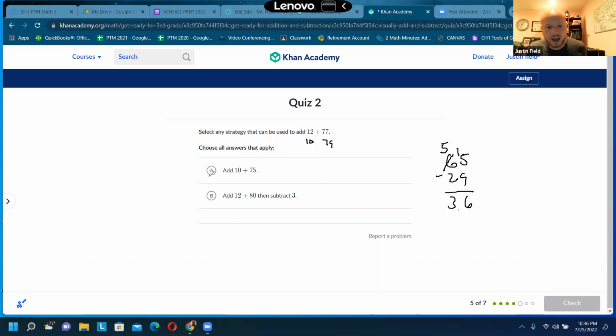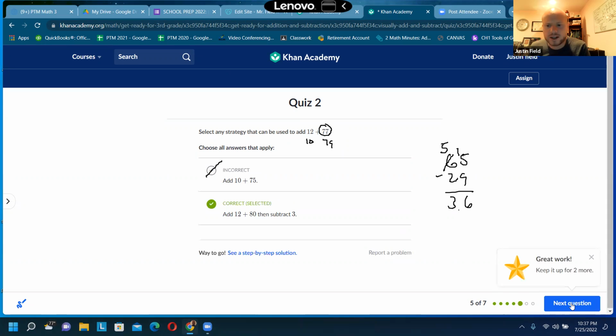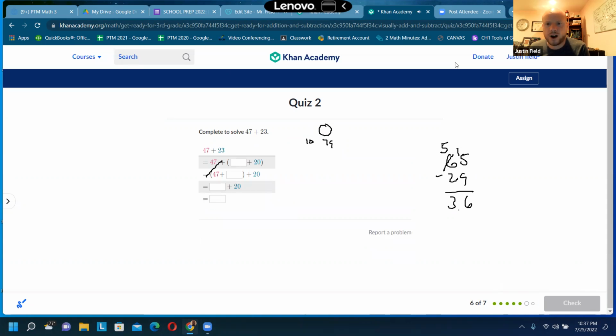So you can't do that. You can't add 10 and 75. Add 12 and 80, then subtract 3. You could do that because this is 3 less than 80. So that would work. Or you can just put it over to the side, write it down. No problem, I think.